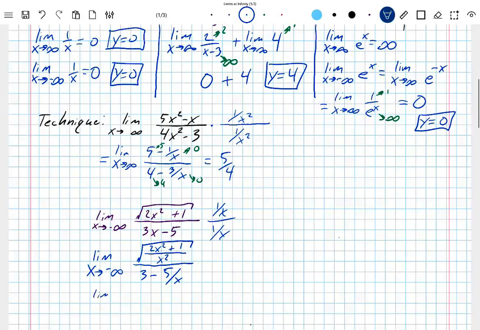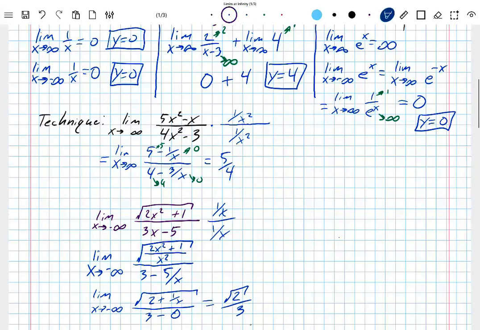This is the limit as x goes to negative infinity of the square root of 2 plus 1 over x all over 3 minus, let's go ahead and make that a 0. Because in the limit, 5 over x is going to be a 0. This is going to go to 0. Looks like I get the square root of 2 over 3. By my standards, that's actually a beautiful number. Neat.